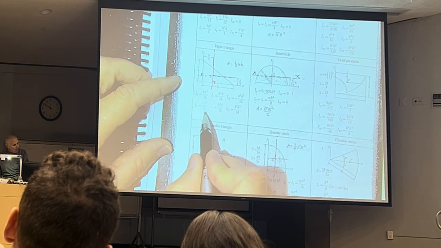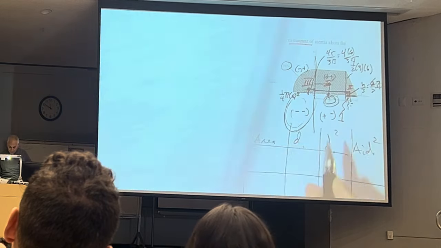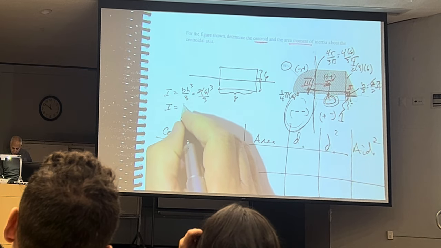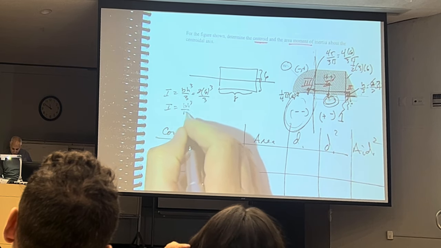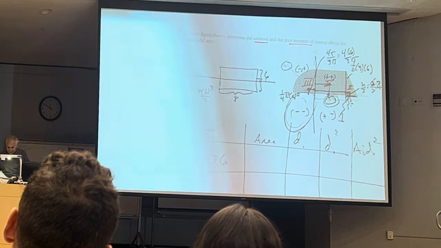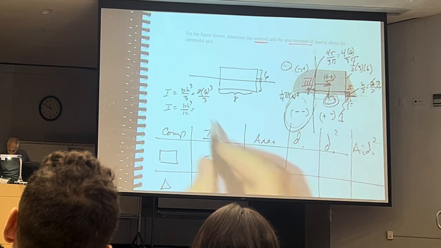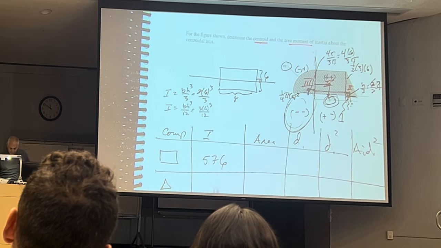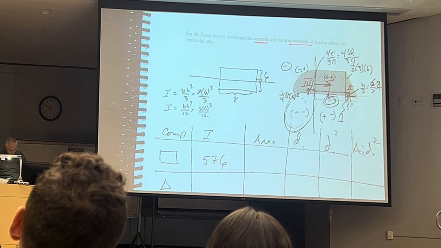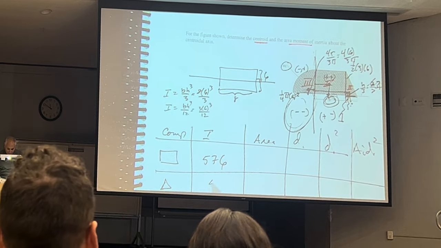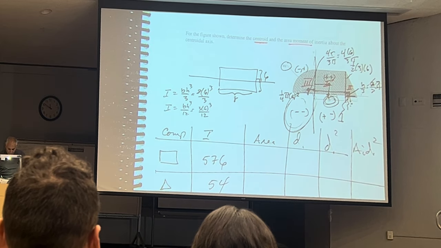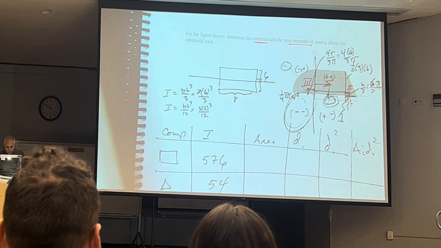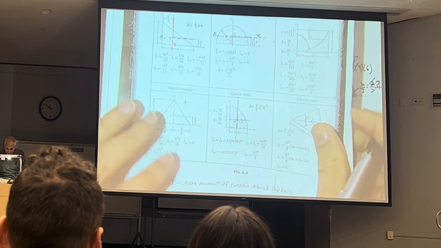Triangle about the base: BH cubed over 12. So I is equal to BH cubed over 12. In this problem, 3 times 6 quantity cubed over 12. What do you get? 54.